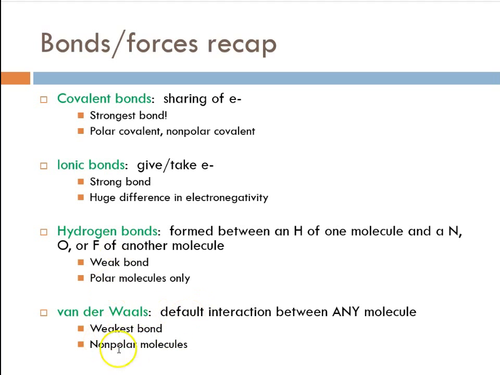And this one we haven't talked about, but I put it on the list because if you've taken chemistry, you know about them. If you haven't taken chemistry, they're going to talk about this last one called the van der Waals forces. And these are the weakest bonds. They're nonpolar. They're going to talk about them, but we're not really going to talk about them at all in biology. The three that you'll be responsible for are covalent, ionic, and hydrogen.